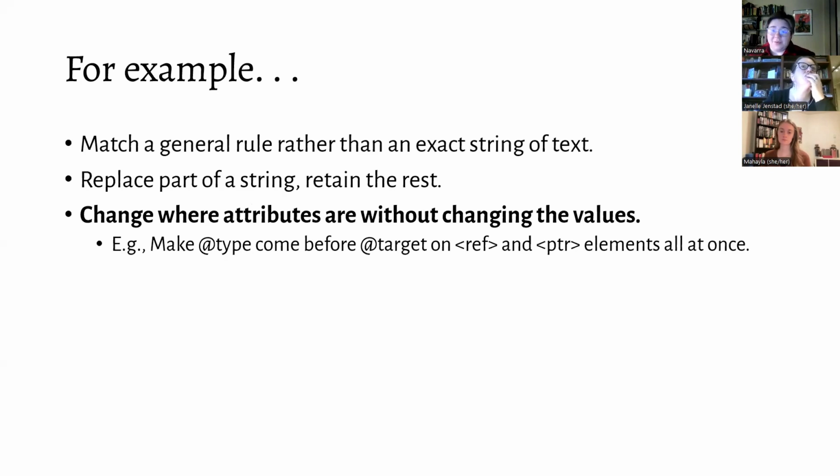We can also change the order of things. So if we want to standardize the order of attributes on the ref and pointer elements, so that type always comes before the target attribute, we can do that. It's nice to have things consistently encoded. It makes a big difference when we are searching for things. And so it's nice if you can make them all consistent if they're not already.